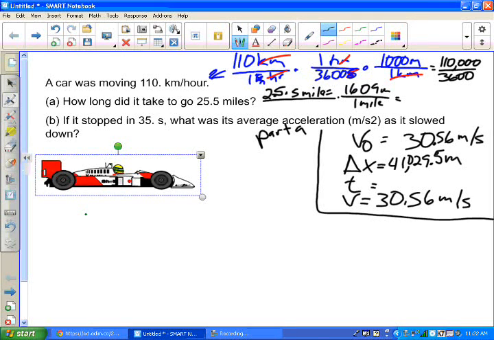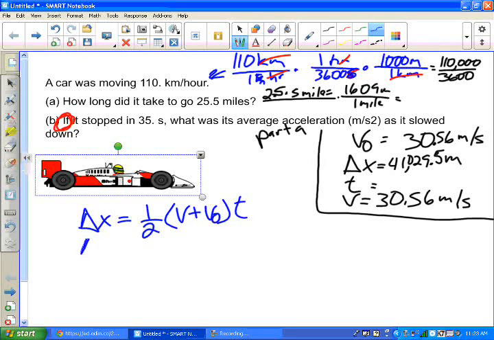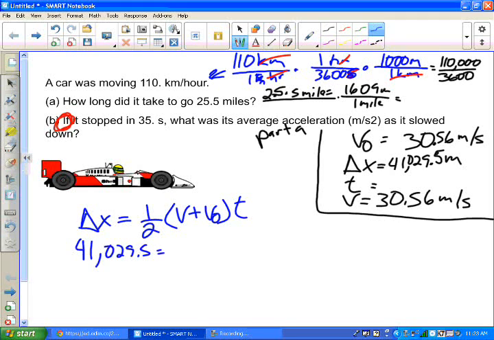For part A, it doesn't say anything about acceleration, so we have to assume that the initial velocity is the same as the final velocity. And so I have two velocities, delta x and t. I'm going to pick a kinematic equation that I could plug those values into and solve for t. Now it's true part B talks about stopping, and that would imply deceleration, but right now we're only working on part A, and that implies that both the initial and final velocities are the same. If I choose the equation delta x is equal to 1/2 times the quantity v plus v naught times t, that's everything I need to solve for t.